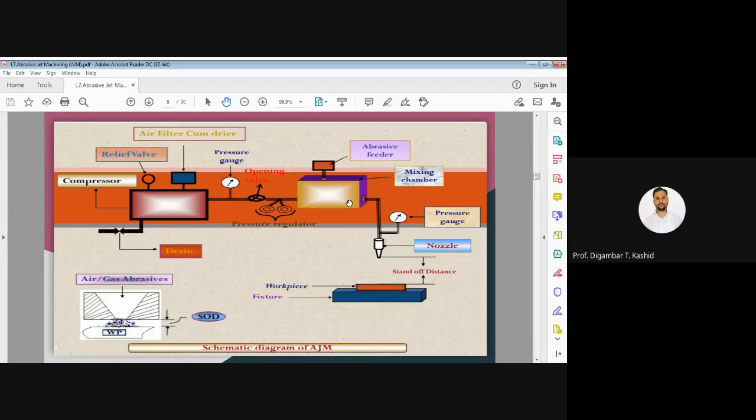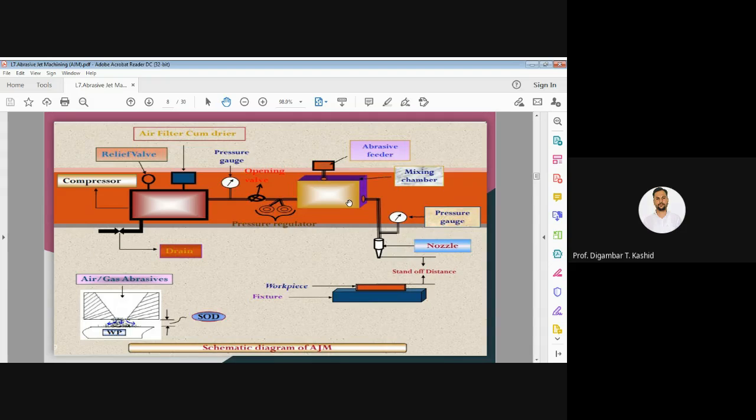Then we have the third element, that is the machining chamber, that means this part. It is normally closed so that the abrasive particle content in the environment is below the harmful limit. That care also we need to take. This is very important.